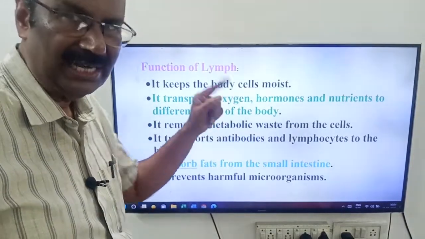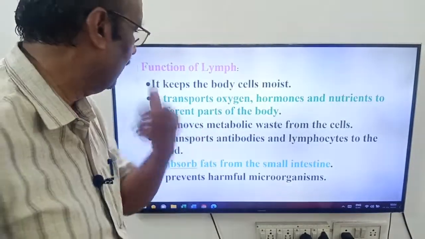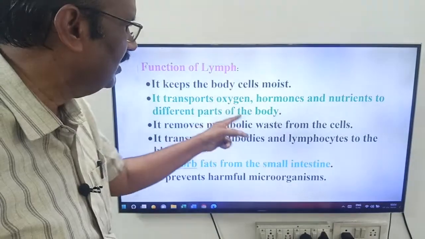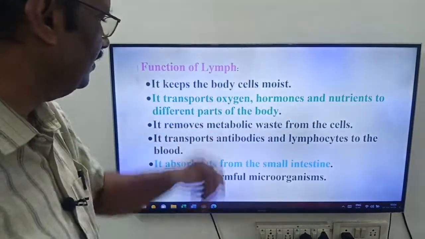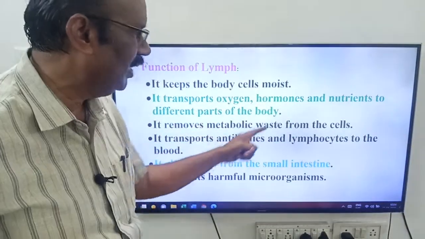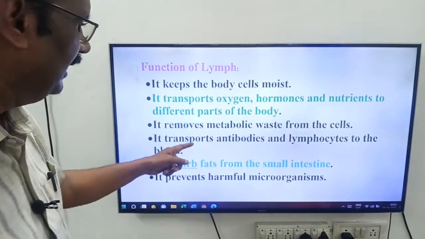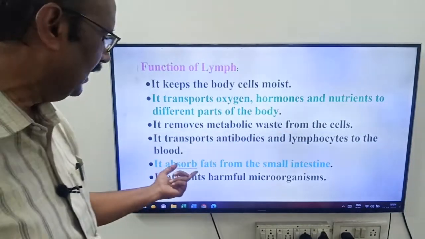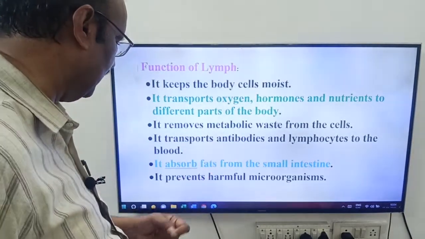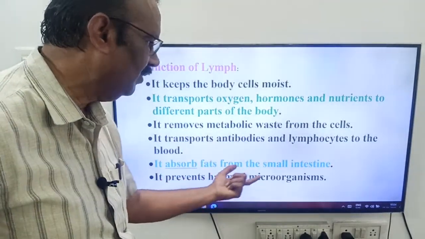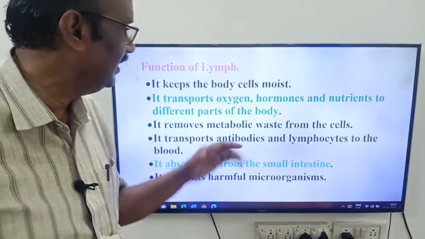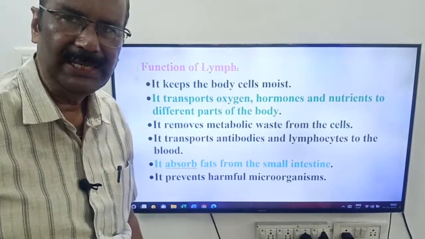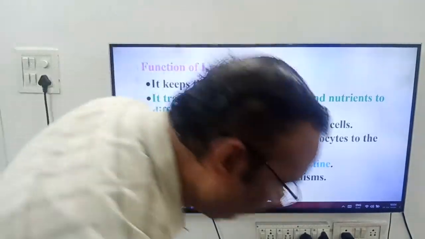It transports oxygen. It is full of oxygen. You know it, friends. It transports oxygen, hormones and nutrients to the different parts of the body. It removes metabolic waste from the cells. It transports antibodies and lymphocytes to the blood. It absorbs fats from the small intestine. It prevents harmful microorganisms. Okay, friends, these are the functions of lymph.